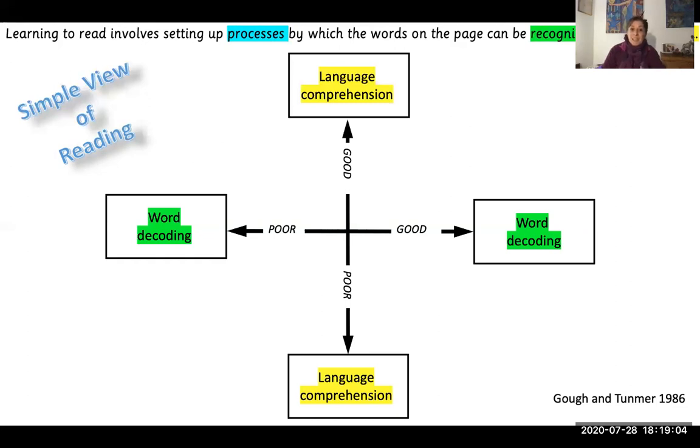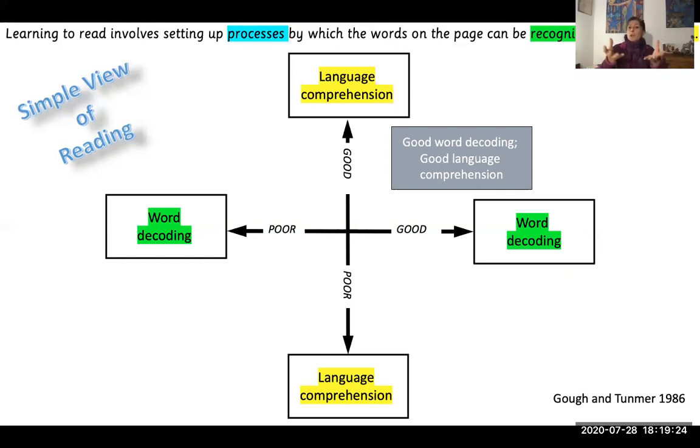Now, in the process of learning to read, children will go through these four quadrants that you see in the model. Those are levels or processes within the processes. One of them is the children who are good at language comprehension and they are good at word decoding, meaning that the two processes go along together. They have good memory and they are very curious to learn and they grow. No problem with that.